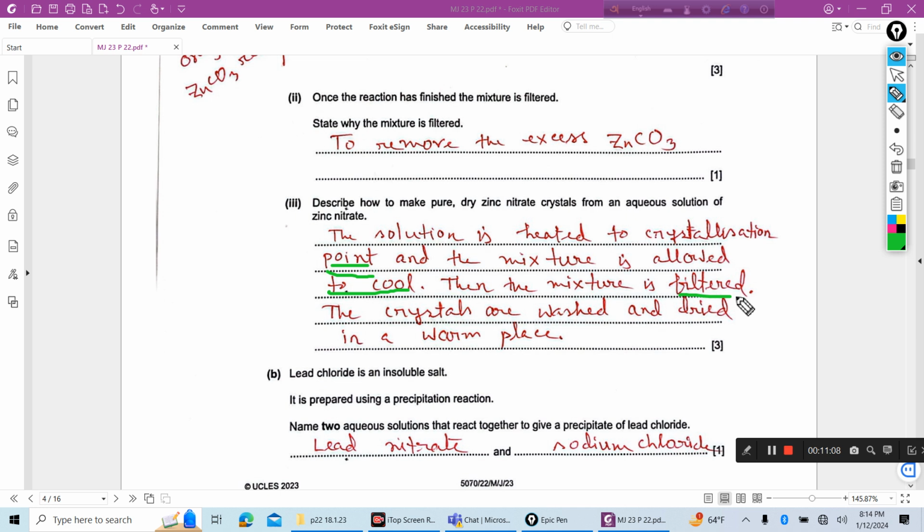Then the mixture is filtered. The crystals are washed and dried in a warm place. Just the aqueous solution is heated to the crystallization point and allowed to cool. Then the mixture is filtered, the crystals are washed and dried in a warm place. In this way you can prepare zinc nitrate crystals from aqueous solution.